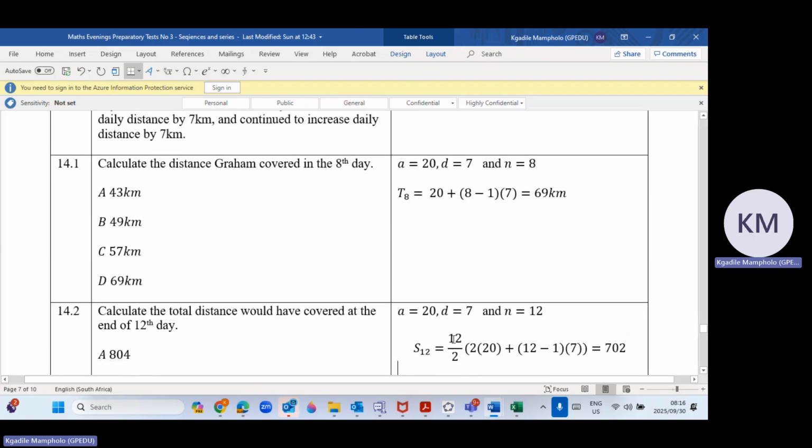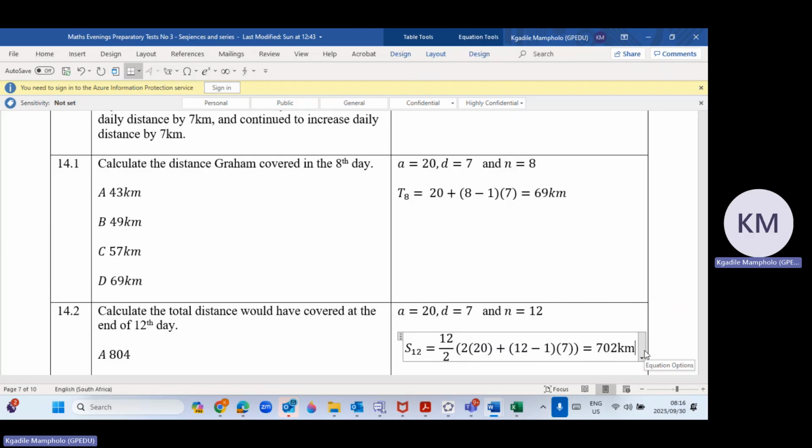Calculate the total distance. Once they say the total distance, we are talking about the sum. Then it means in the 12th day, N is 12. Now you use the formula of the sum. Then it means in the 12th day, the total distance Graham covered from the first day when he covered 20, it will be 702 kilometers. That was covered in 12 days.